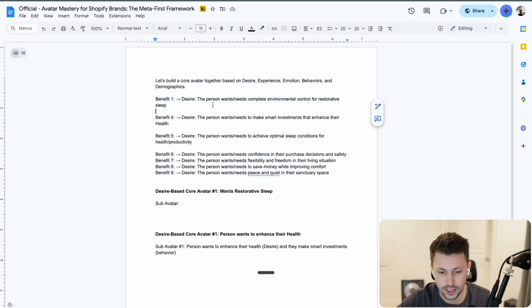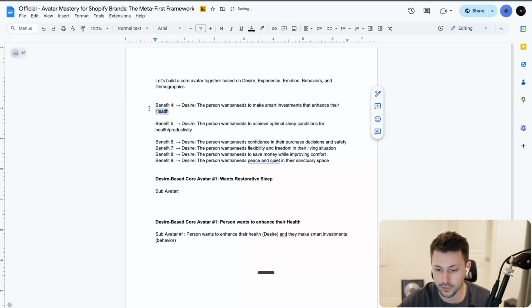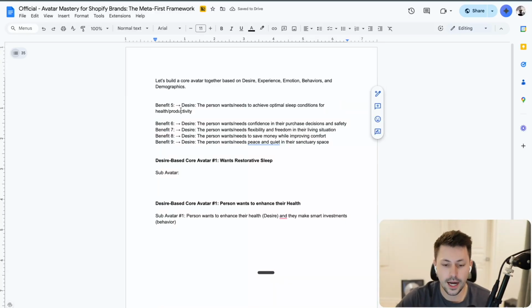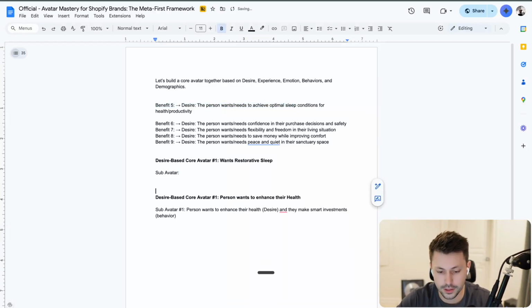Okay. So the person wants and needs restorative sleep. We already got that. Person wants to make smart investments to enhance their health. We then have the person who wants to achieve optimal sleep conditions for health and productivity. This could be a good one. So maybe just like wants an optimal sleeping environment. So this could be a potential desire-based avatar as well.